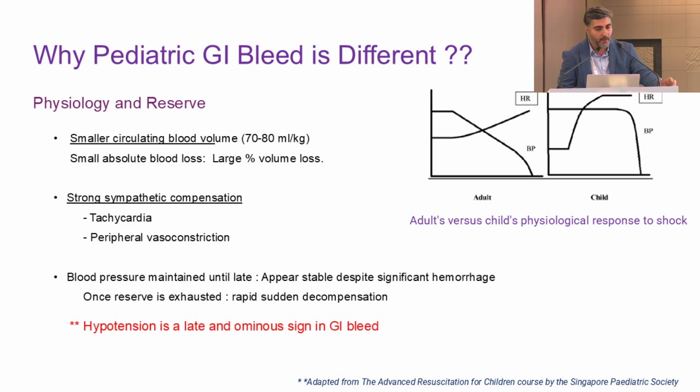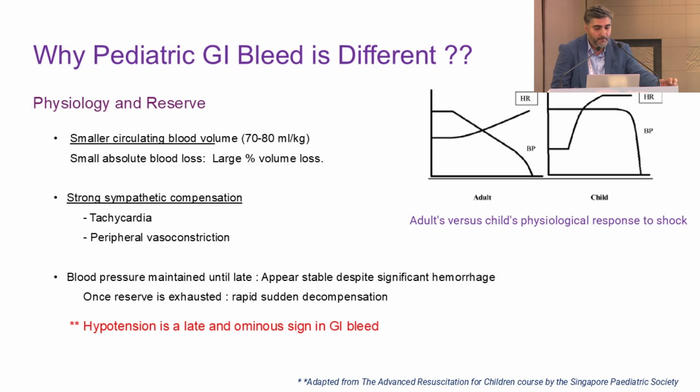One, children have a much smaller circulating blood volume, in the range of 70 to 80 ml per kg. So any small absolute blood loss will result in a large percentage of volume loss in these patients. And secondly, children physiologically compensate extremely well. They mount a strong sympathetic response in the form of tachycardia and peripheral vasoconstriction, which helps them maintain perfusion to vital organs. So blood pressure is often preserved until very late.